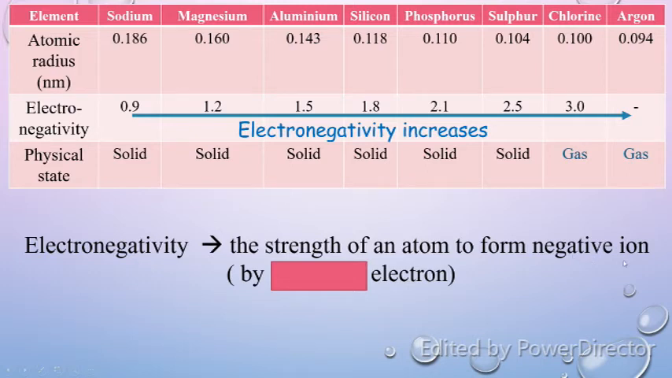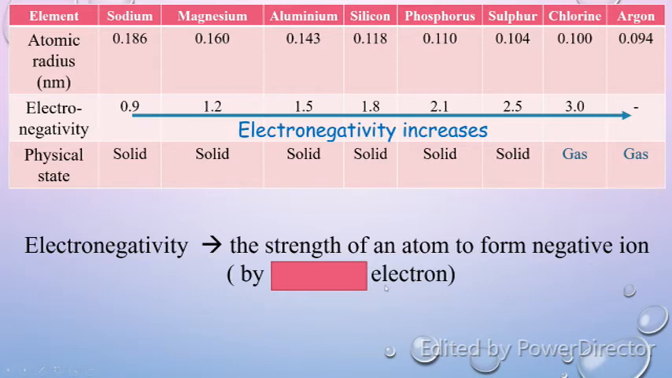So I would like to tell you, many reference books just write down that it is the tendency of an atom to form negative ion. But I use this word strength because most of my students don't know the term tendency. So that's why I write it in this way: the strength of an atom to form negative ion.